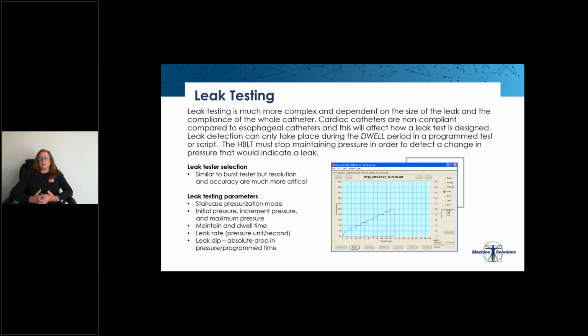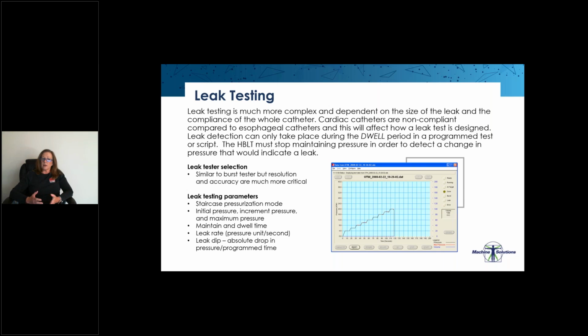Leak testing is more complex and is dependent on the size of the leak and the compliance of the whole catheter. For instance, a cardiac catheter is non-compliant compared to an esophageal catheter. And this is going to affect how our leak test is designed. Leak detection can only take place during the dwell period in a program tester script. The HBLT must stop maintaining pressure in order to detect a change in pressure that would indicate a leak.